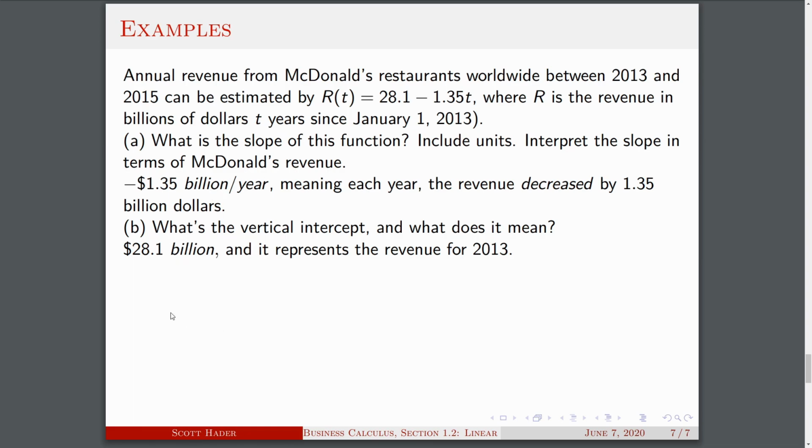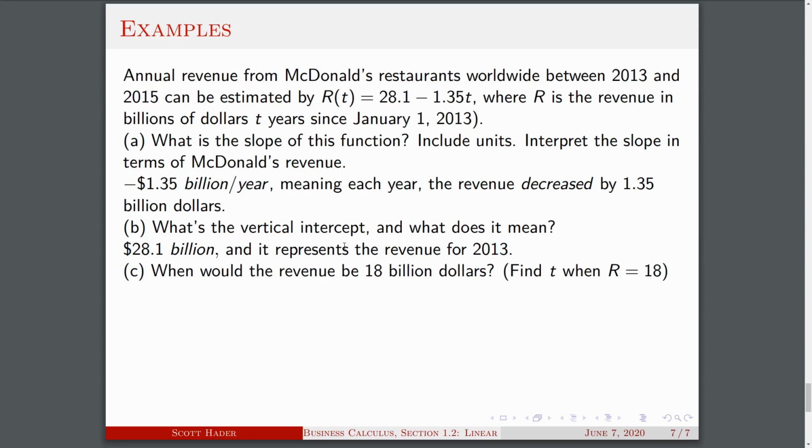Y-intercept is not a fraction, like the slope. So this is the initial value, we say. And it's the revenue in 2013. It's the y value when x is 0, when t is 0, which corresponds to January 2013. All right, so that's that. One more question here. It says, when would the revenue be $18 billion?